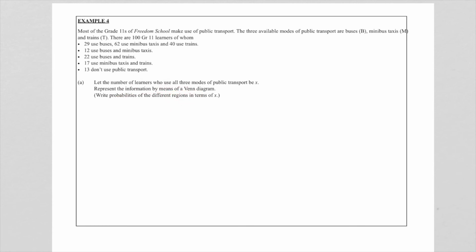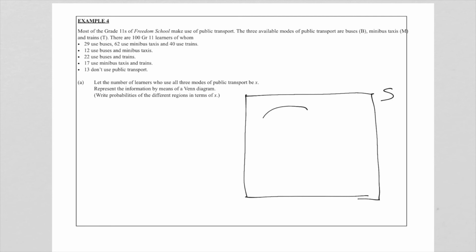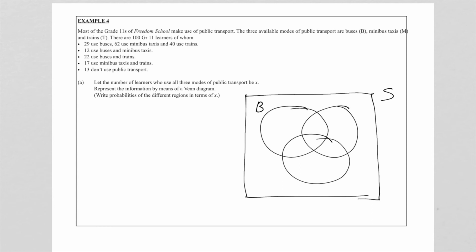So let's just draw the Venn diagram. Remember, this Venn diagram has three events. That's my sample space. And then the three events. So this one I'm going to name B for buses. And then the next one for the minibus taxis. And then T for train. Now, what they told us here is that those learners who use all three modes of transport, we must call X. So this part will be X.